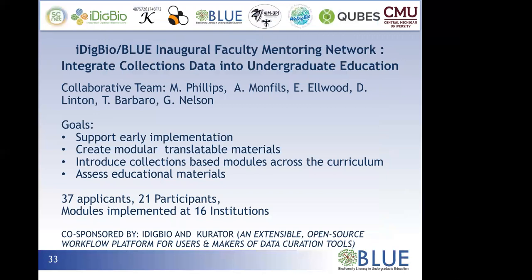When AIM-UP ended, Blue, QUBES, and iDigBio, as well as many other partners that you see up there at the top, got together and piloted one of these faculty mentoring networks. Now, we managed to take a very big bite instead of a small bite when we did this. We had 37 applicants and 21 ultimate participants. We broke our participants up into groups based on different modules, and we led different groups through this process. After the 2-day in-person meeting where we introduced materials and methods, and had a lot of conversations about what supplemental material might be needed, those groups went on to meet sometimes weekly, sometimes monthly, through the time that they implemented their modules.